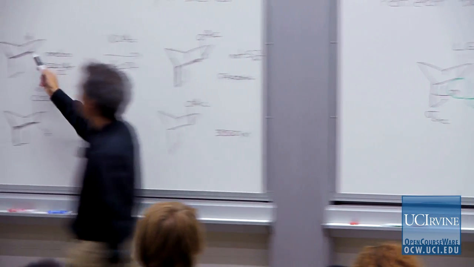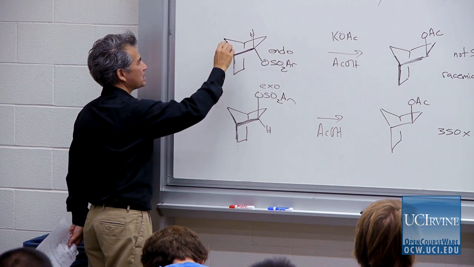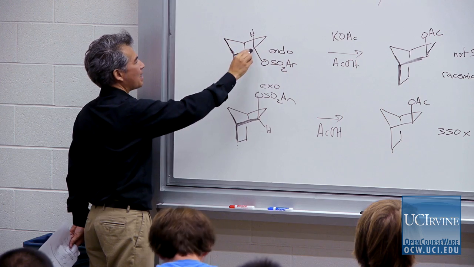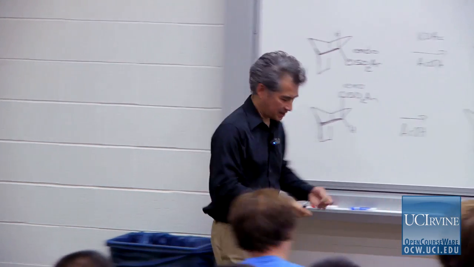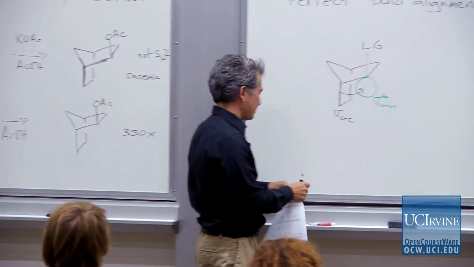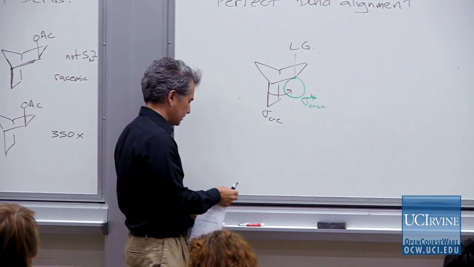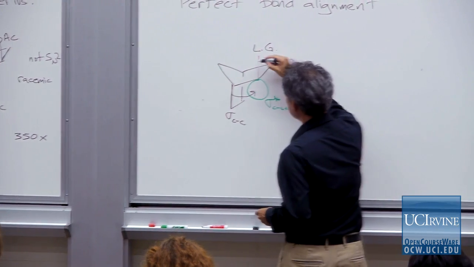When you look over here at this endo isomer, you don't have this, and because of my crummy drawing it may look like that bond is perfectly overlapping, but it's not. I wish I had a three-dimensional model to show you that that's not overlapping in space. So you get this perfect bond alignment that really weakens this exo isomer. And as a consequence, it's very fast to ionize out this leaving group.